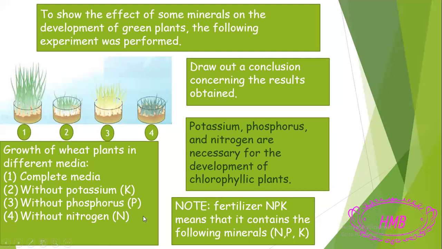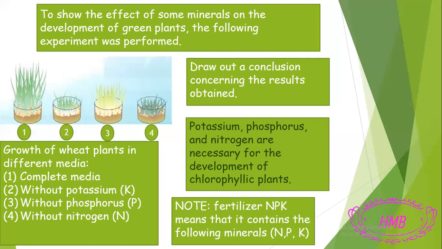Also, what if I ask you what is the role or the function of these minerals, potassium, phosphorus, or nitrogen? If I ask you to derive a conclusion about the role of each one, we can say that the potassium, which was not found here, is important for the fast growing of the plant. So it's responsible for the plant to grow fast. While the phosphorus, which was not available in 3, is responsible for the photosynthesis of the plant.